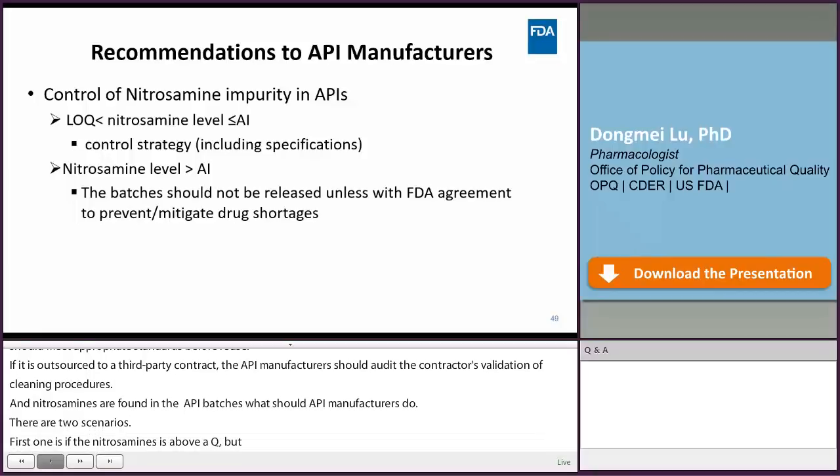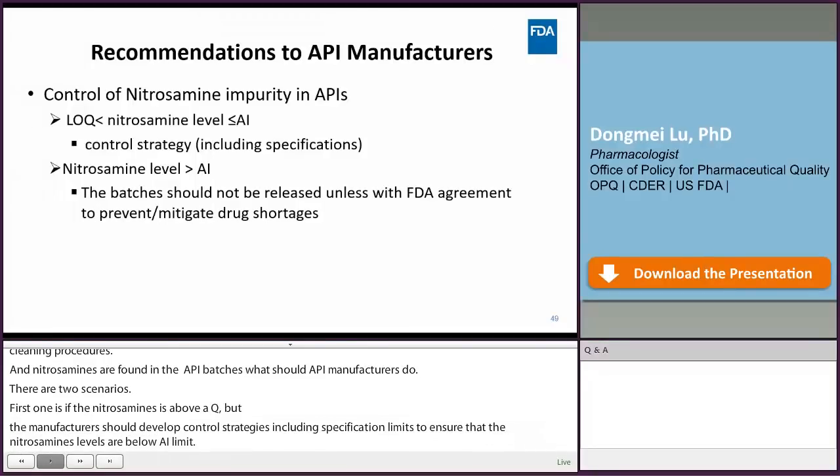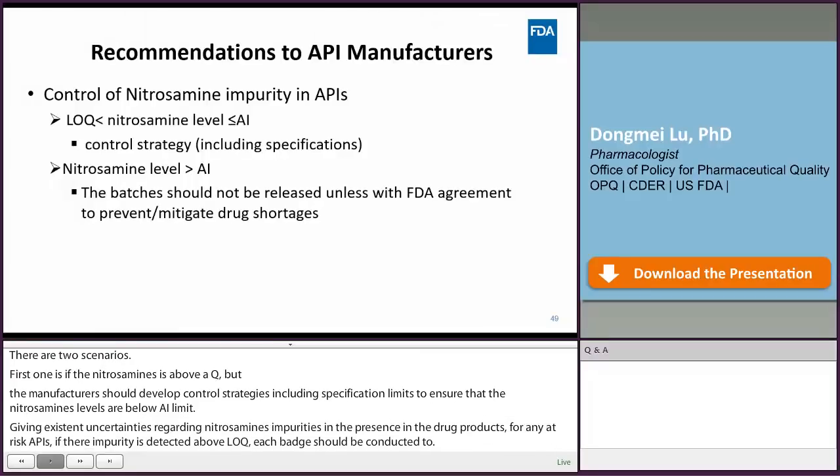Given existing uncertainties regarding nitrosamine impurities and their presence in the drug products, for any at-risk APIs with an impurity detected above the LOQ, testing of each batch on release should be conducted. Alternate approaches, such as upstream testing of an intermediate, should be supported by sufficient process understanding, and evidence of adequate control should be submitted to FDA in a supplement prior to implementation.